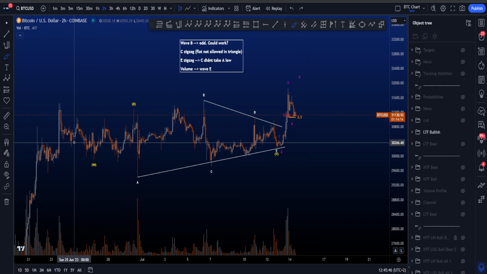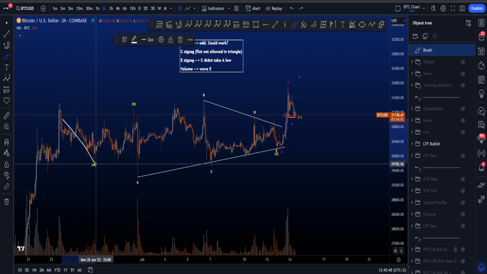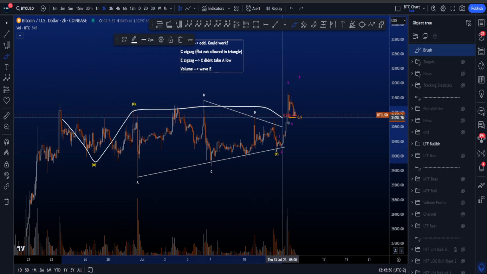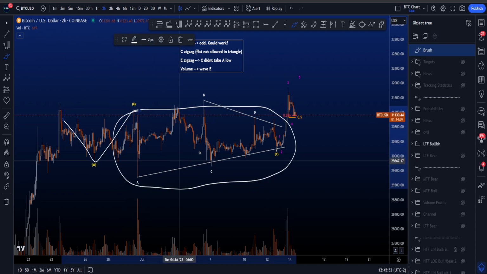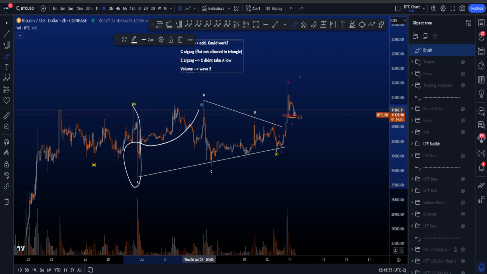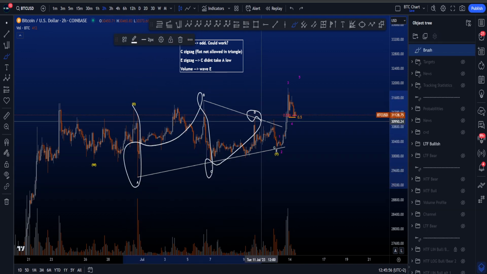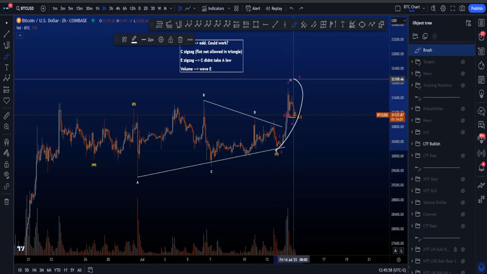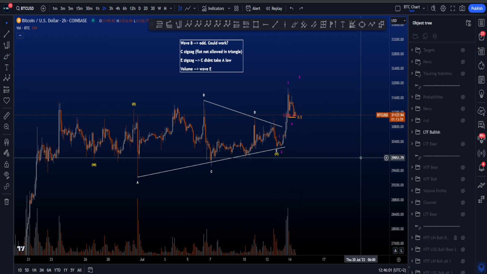But in this scenario, we are then looking for a 3-wave in W, a 3-wave in X, and then you have a very long sideways triangle structure where we then have a wave A, B, C, D, and eventually a wave E, where this impulse to the upside is now the beginning of something new.